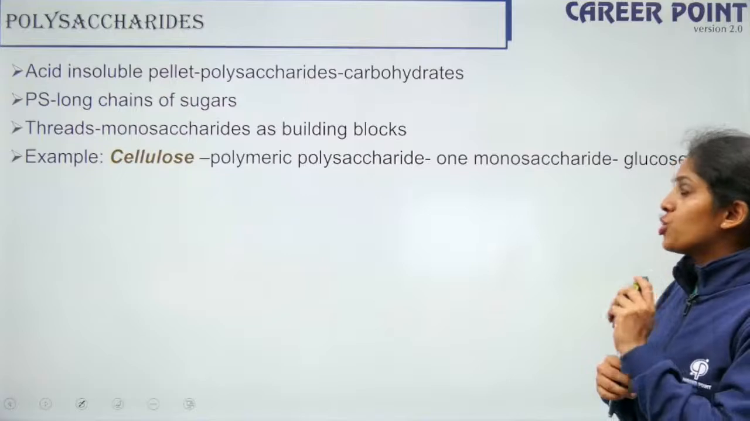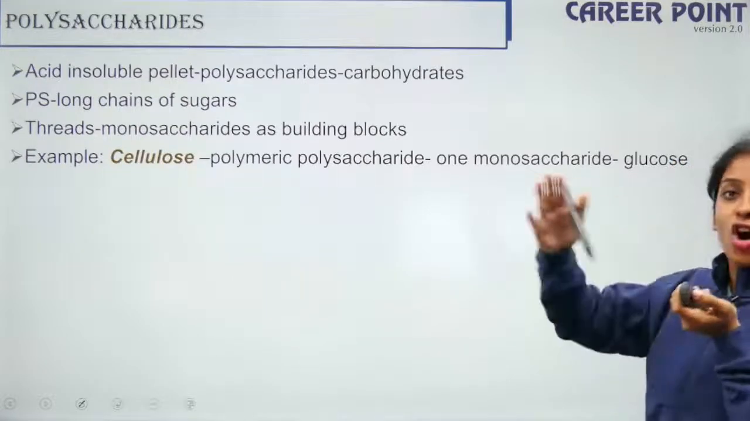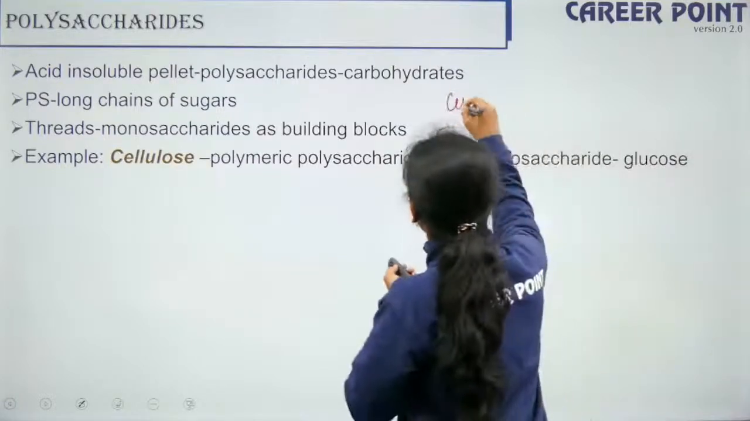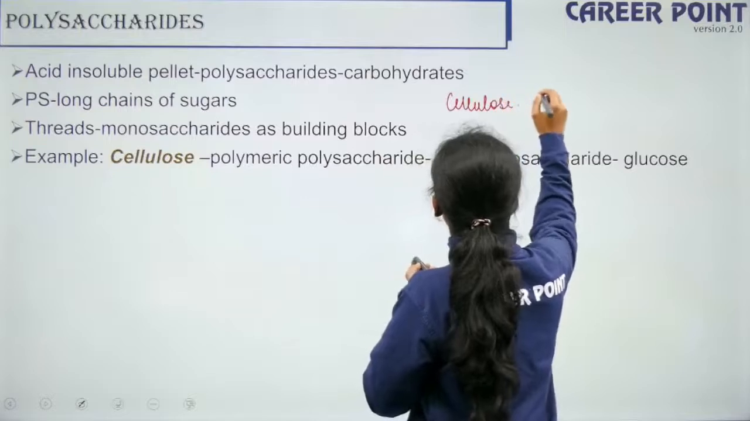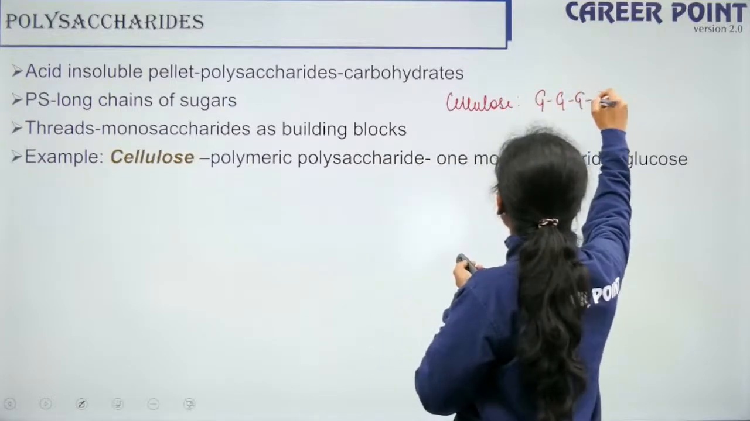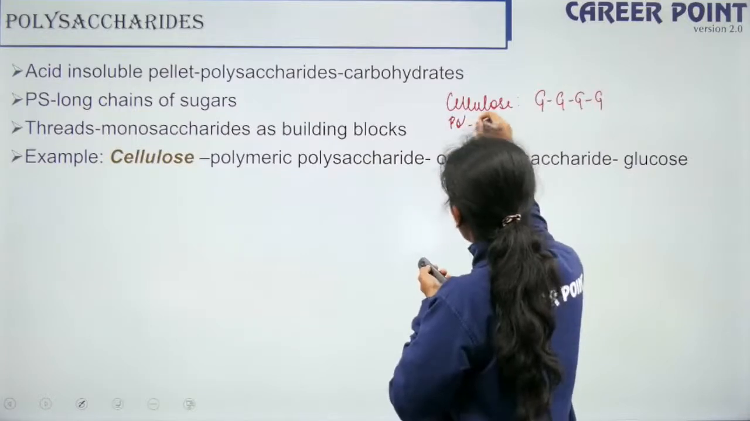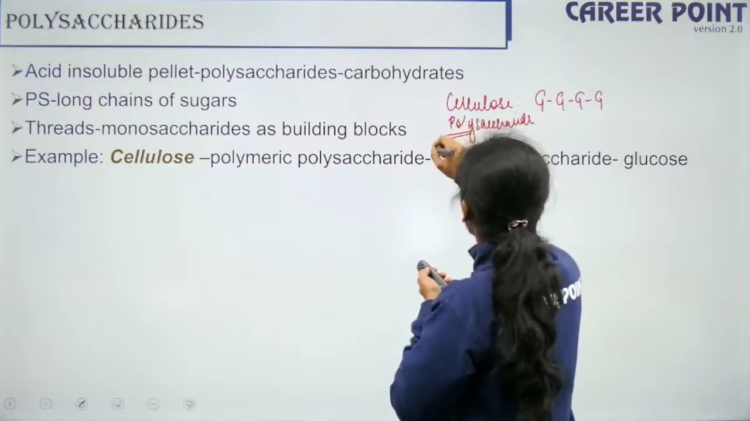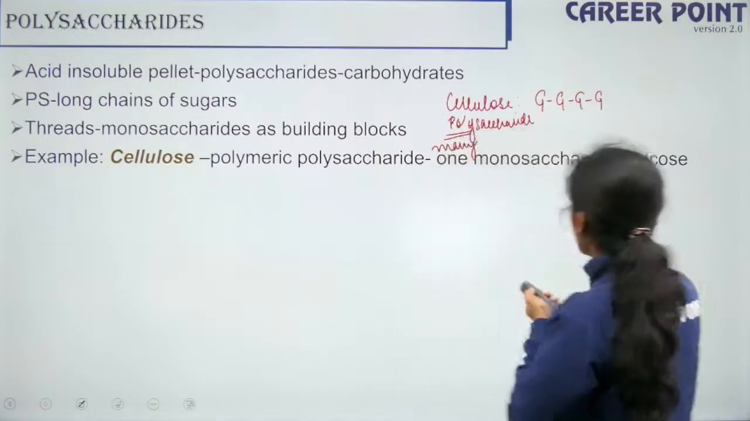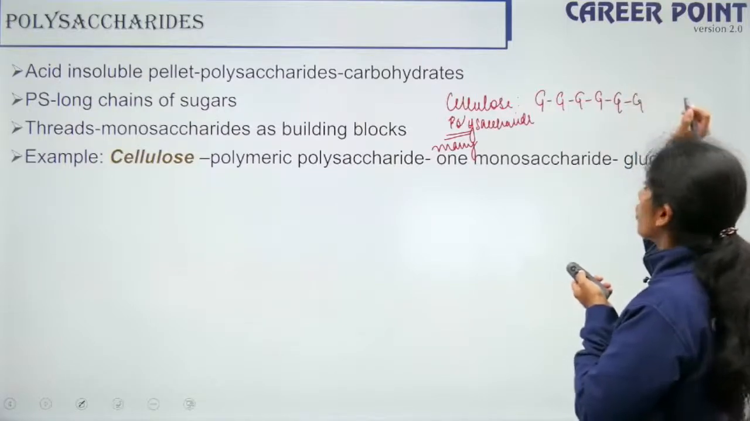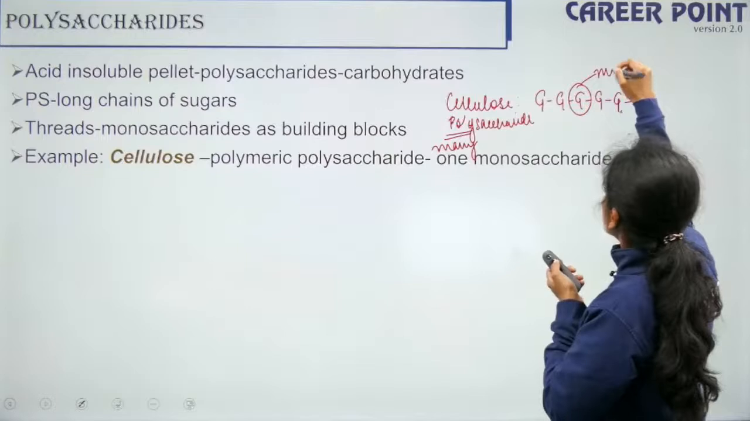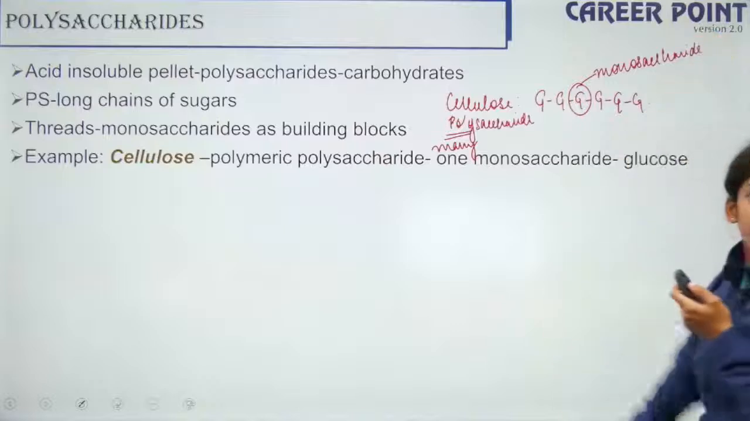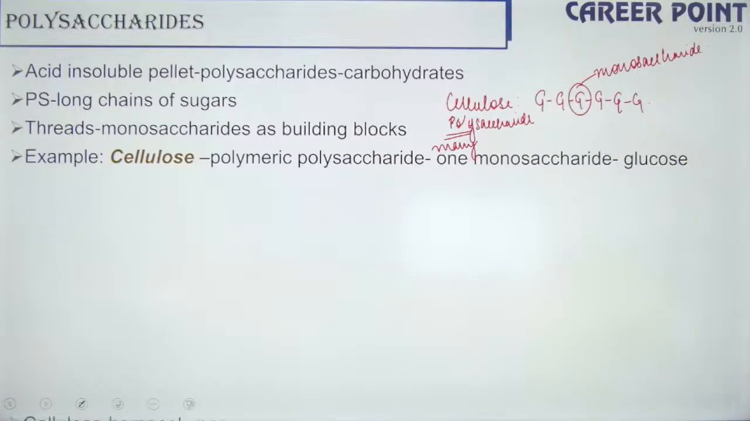So here monosaccharides are the building blocks. Alright. So cellulose is a polymeric polysaccharide, so it is a long chain and the individual monosaccharides are glucose. You know the plant cell wall is made up of cellulose. Poly means many, saccharide means sugar. So it is made up of many molecules of glucose and each glucose molecule is a monosaccharide.